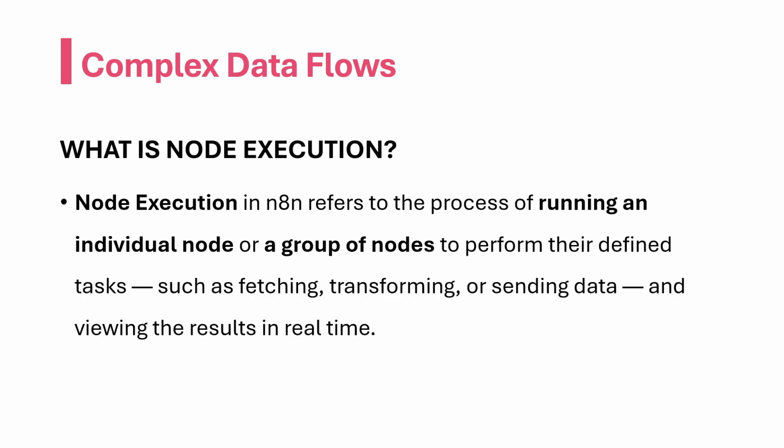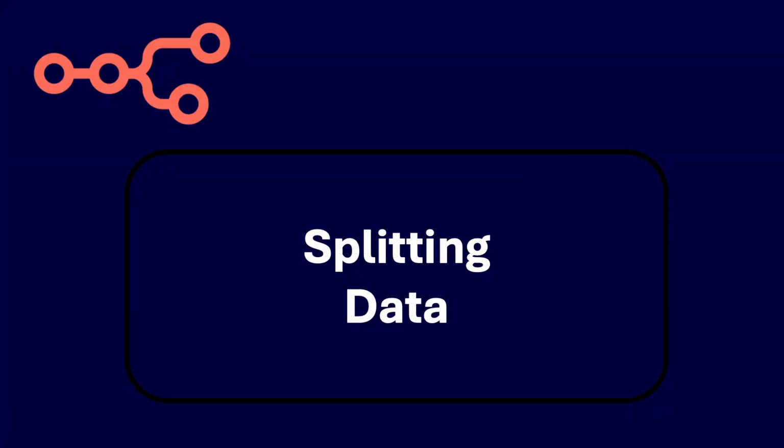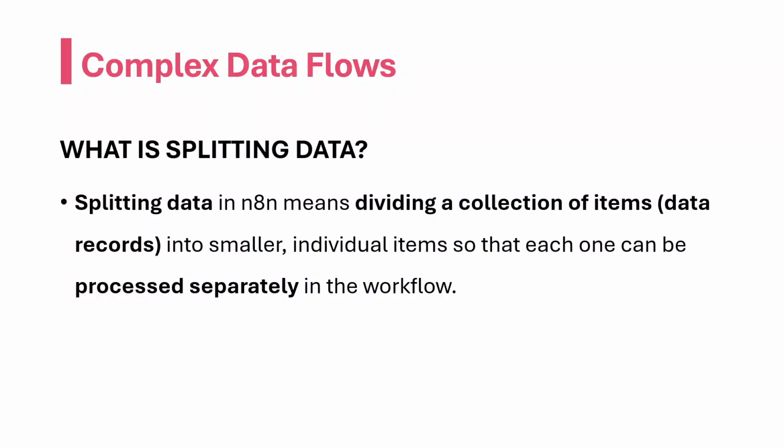Also, sometimes we receive data in bulk, like 10 customers. Maybe you want to process each record separately, send each one an email or check their account balance individually. That's where splitting data comes in. It allows us to break the big batch into small items, so we can loop through each item and perform the same action for all.